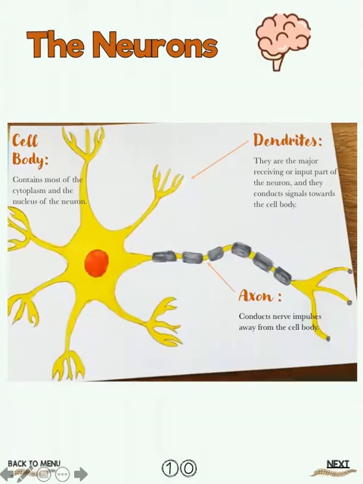In here, we have an image of a neuron with the description of its 3 parts: the cell body that contains most of the cytoplasm and the nucleus of the neuron, the dendrites that are the major receiver or input part of the neuron, and they conduct signals towards the cell body, and lastly, the axon that conducts nerve impulses away from the cell body.